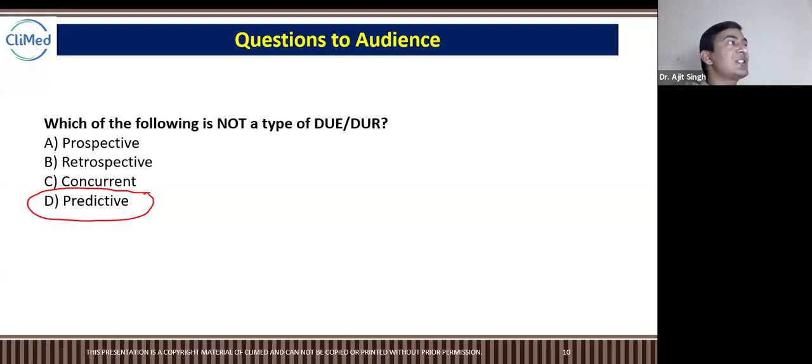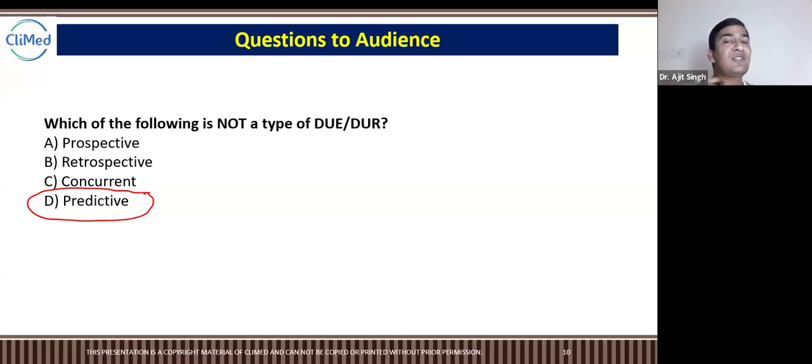See, this is a basic class, so that's why I'm telling you the basics, and I'm trying to cover everything. So when it is about the methods of conducting the DUR, there are three methods. One is prospective, one is retrospective, one is concurrent.